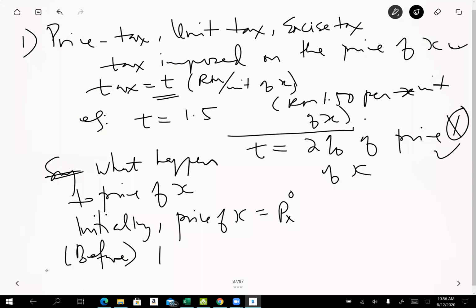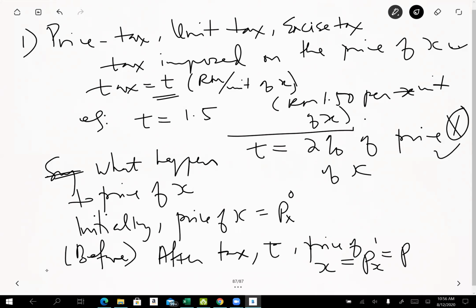After the tax, T, what is the price of X? That will become PX1, because that is our tax, or you can call it PT, or P1T. What is it equal to? It's equal to PX0, the price before the tax, plus T. So in other words, the price of X will simply increase. In simple terms, due to the tax, the price of X will go up.